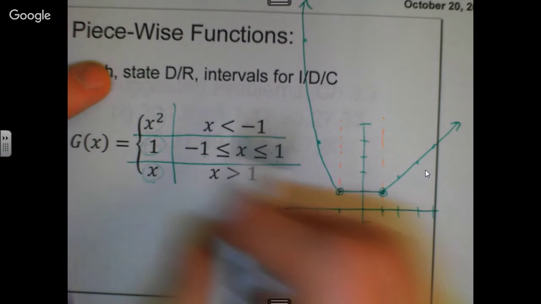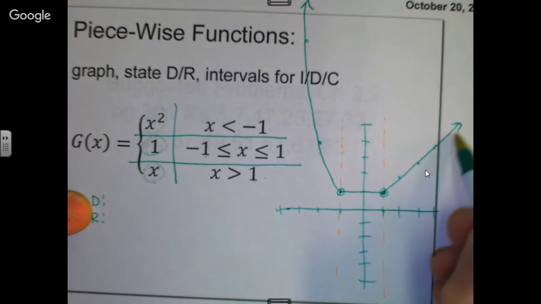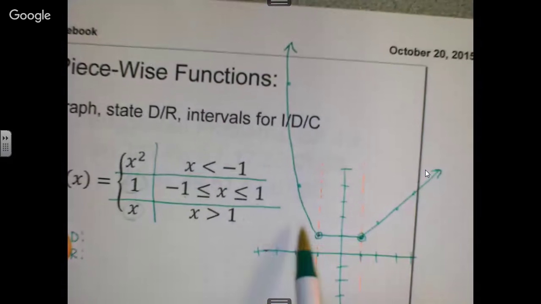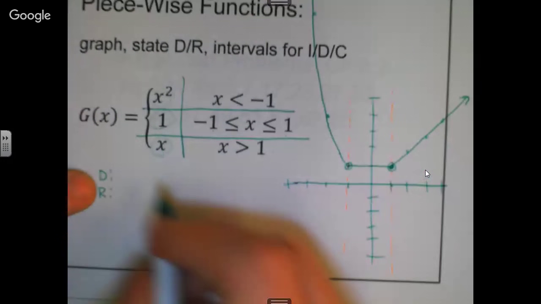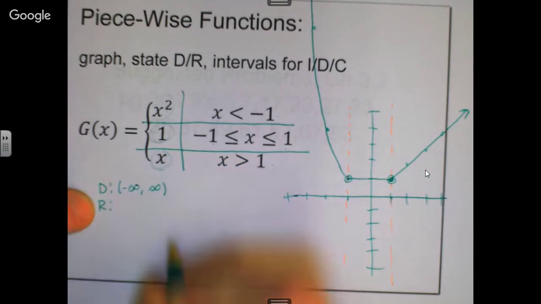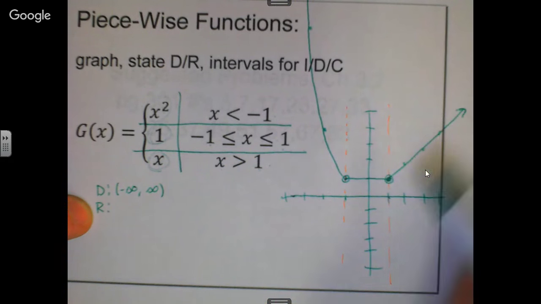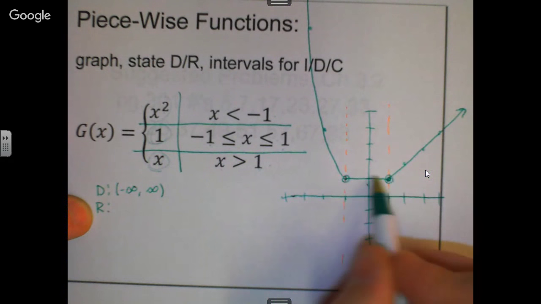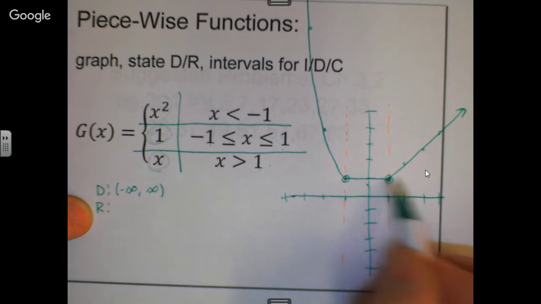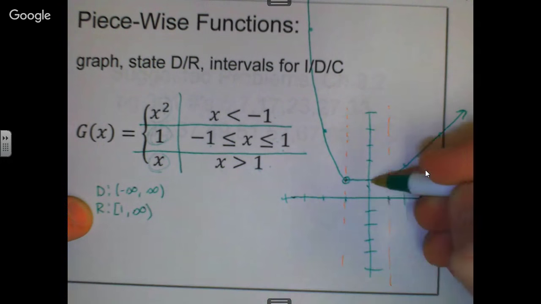Now, state domain and range. The domain is what x can be. Anything here, anything here. It keeps covering infinity that way, and it'll keep covering infinity this way. So that is negative infinity to infinity. Your range. Well, what is the smallest y value that I could have? Well, I notice it doesn't go below the y-axis at 1. So I've got 1 to infinity, and it starts here and goes up.